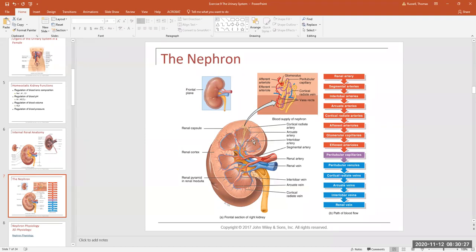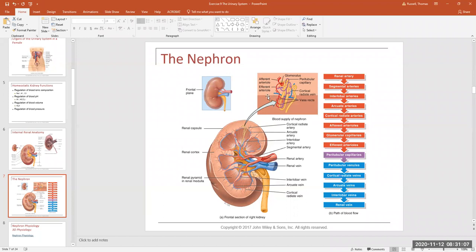Now, from the cortical radiate artery, we have a branch of a small artery. If you remember, it's called an arteriole. We have the most important arteriole in the kidney that branches directly off of the cortical radiate artery. It's called the afferent arteriole, which is this one. So the afferent arteriole is the only branch off of the cortical radiate artery.